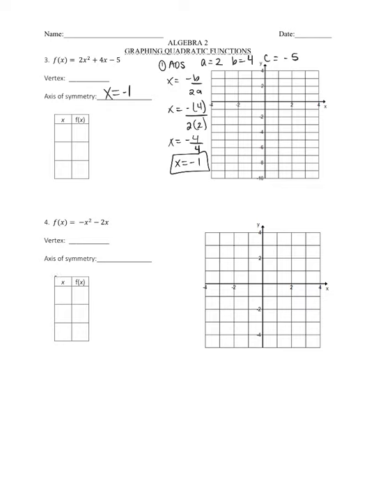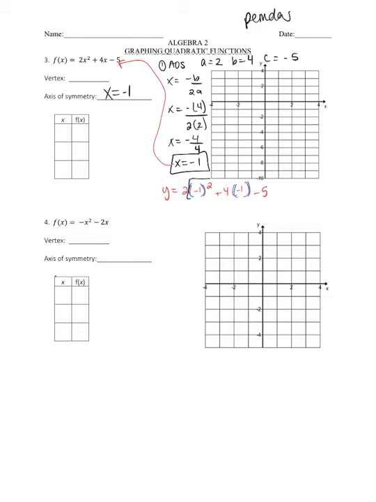Okay? My next thing to do is find the vertex. So I'm taking my axis of symmetry and I'm plugging it back into this equation. So 2 times negative 1 squared plus 4 times negative 1, minus 5. And what's important to realize is these parentheses, okay? Those are so important, all right? So then we're just using PEMDAS, okay?